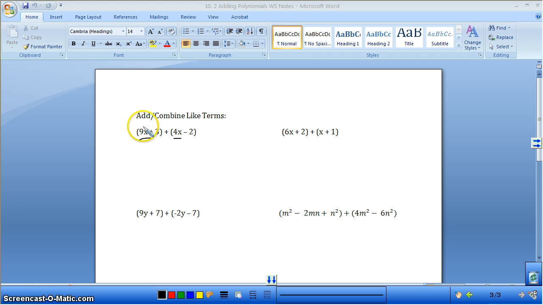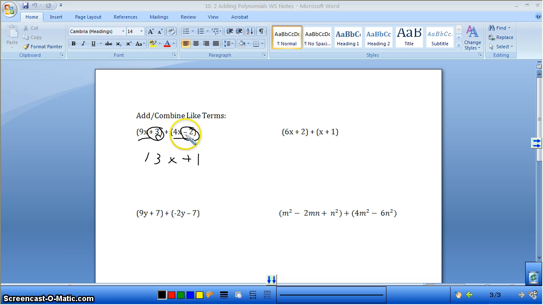So I'm going to look at this. I have a 9x here, okay, and then I have a 4x here. I'm going to add these together. So I'm going to have 9x plus 4x, which is going to give me 13x. Okay, then I also have like terms here. I have a 3 and I have a negative 2. Notice how I'm talking about sign here. I have a negative 3 and a positive 2. When I put these together, negative 3 minus 2 is going to give me a positive 1.